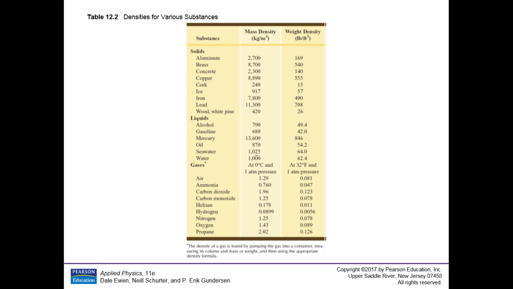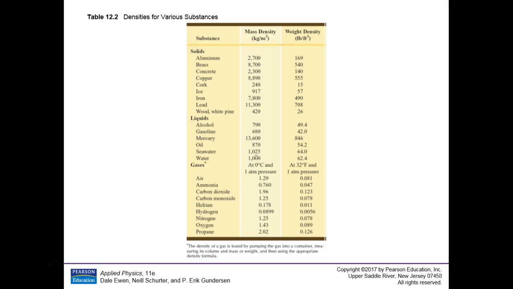11.3 grams per cubic centimeter, 11,300. But catch this one. Look at that liquid. Mercury, 13.6 grams per cubic centimeter, 13,600 kilograms per cubic meter, 846 pounds per cubic foot. Guess what? Lead floats in mercury. If you had a lead ball or lead anything, chunk of lead, you put it in a pool of mercury, it's going to float. Mercury is that dense.